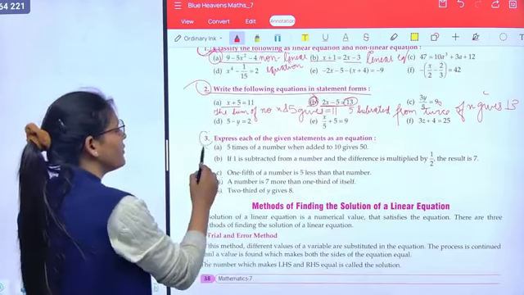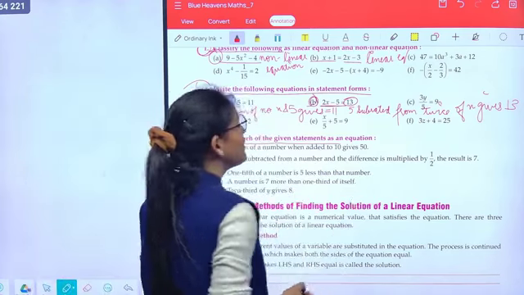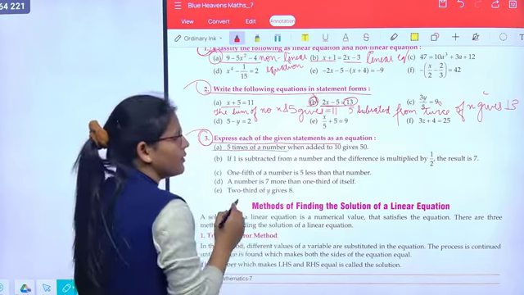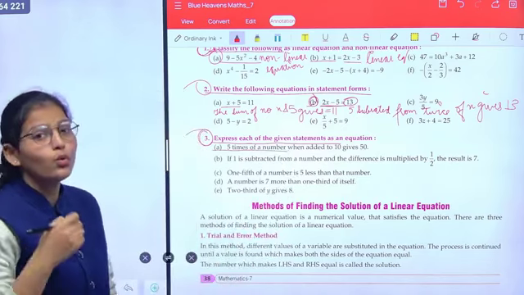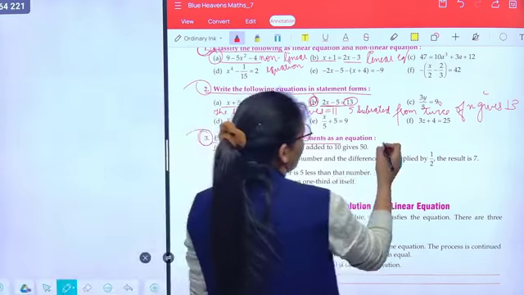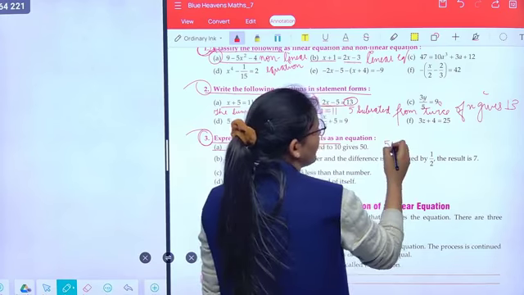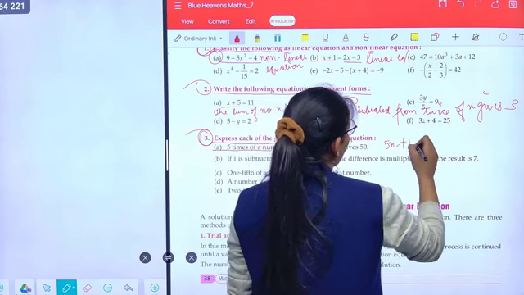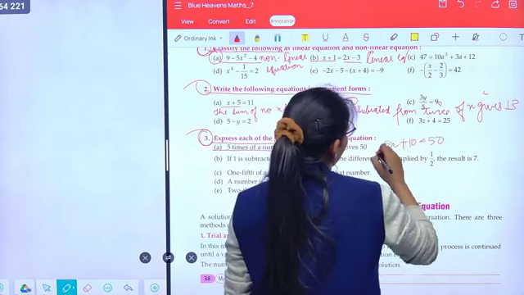Come on, question number 3. Express each of the given statements as an equation. Now class, 5 times of a number when added to 10 gives 50. 5 times number हम let कर लेते हैं x. 5 times of a number when added to 10 gives 50. Understand class?